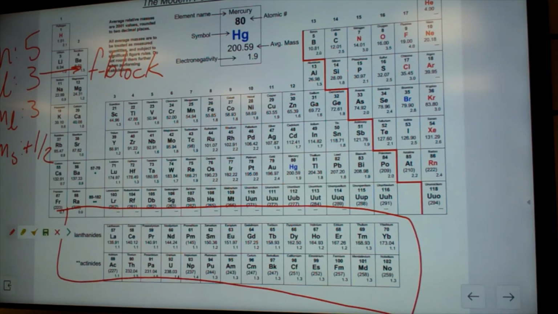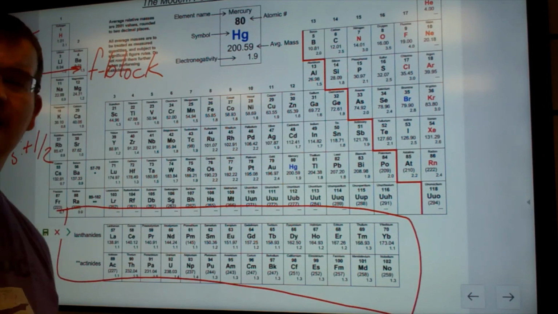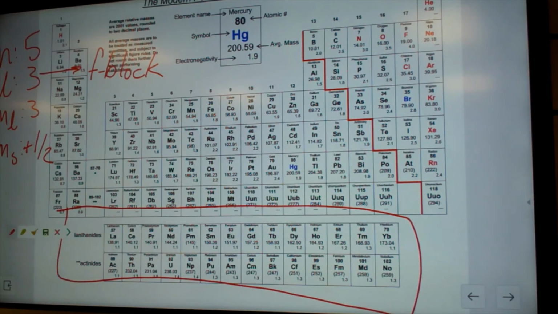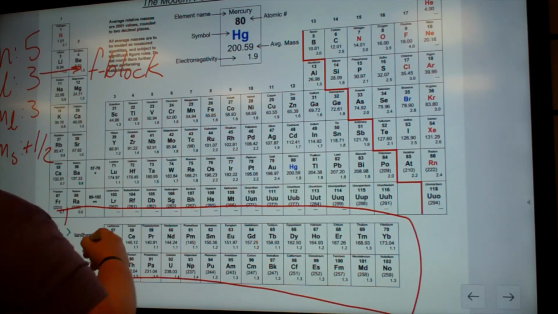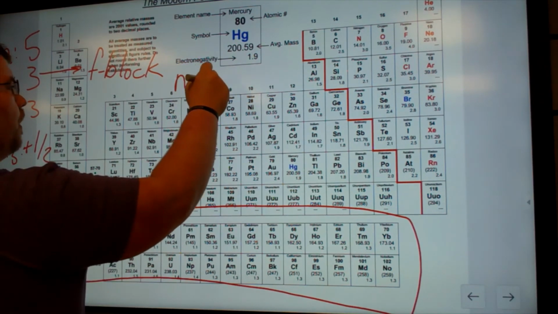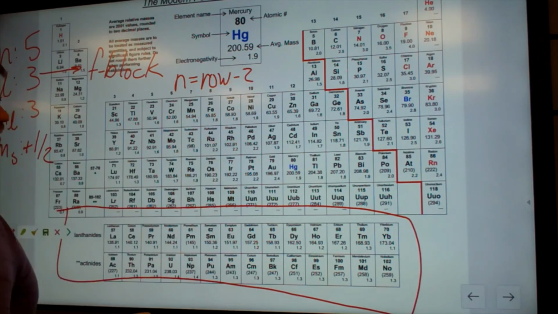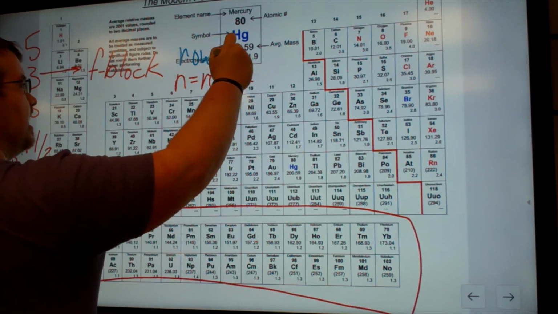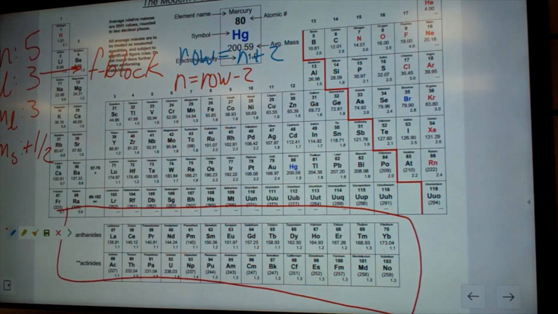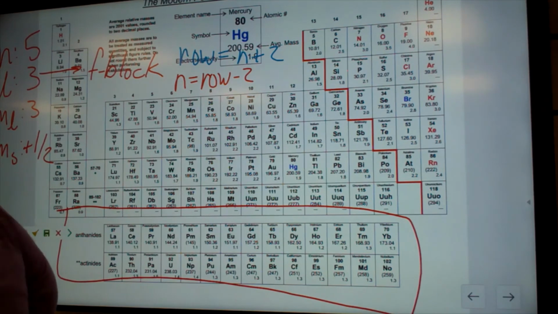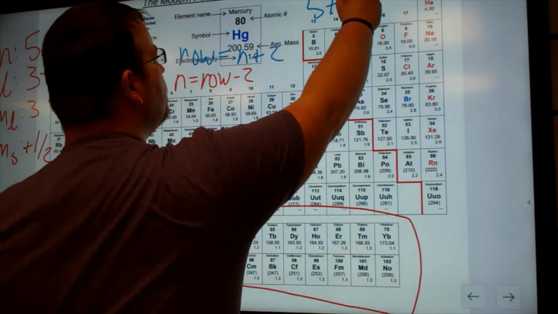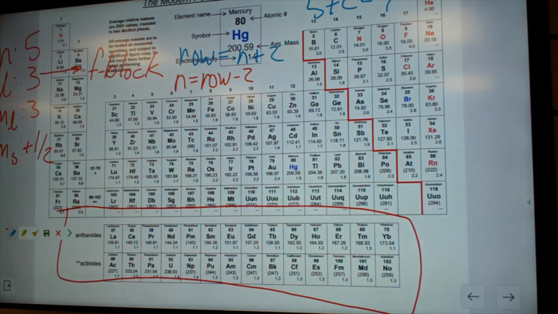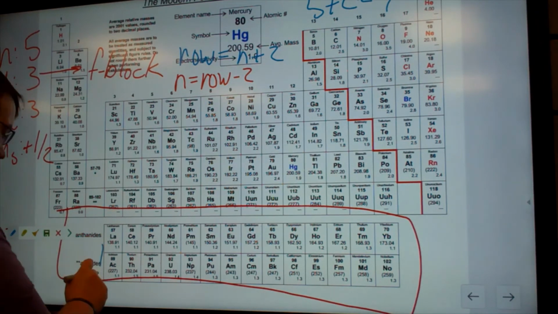N is 5. Well, I know I'm in the F block. I'm trying to find the row now. Remember that for F block, N equals row minus 2. So the row is equal to N plus 2. What's N? N is 5, so 5 plus 2 equals 7. I'm in the 7th row. Now I've narrowed it down to here.